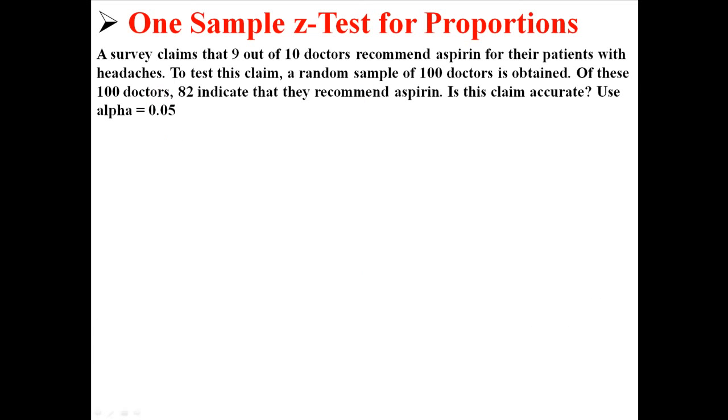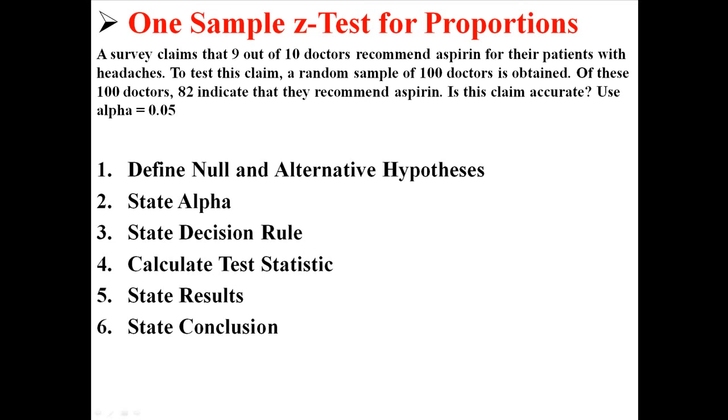So first of all, for this question, we have 6 parts. Part 1 is to define the null and the alternative hypotheses. Then we state the alpha, then we state the decision rule, then we calculate the test statistic, and then we state our results and we state our conclusion. It might be different from the way you've been taught it. It might be 4 steps or 5 steps or 9 steps. It doesn't really matter. As long as you do these key parts, you'll get the same answer.